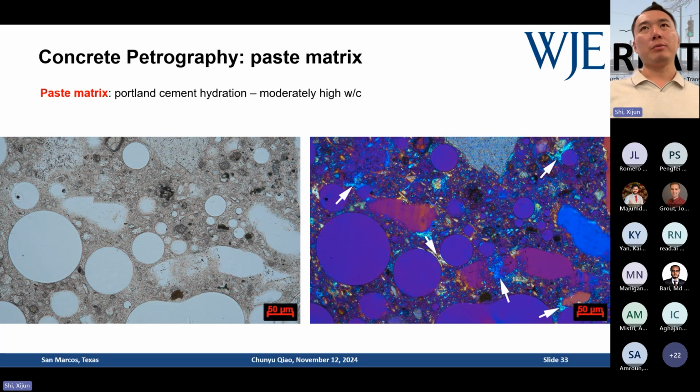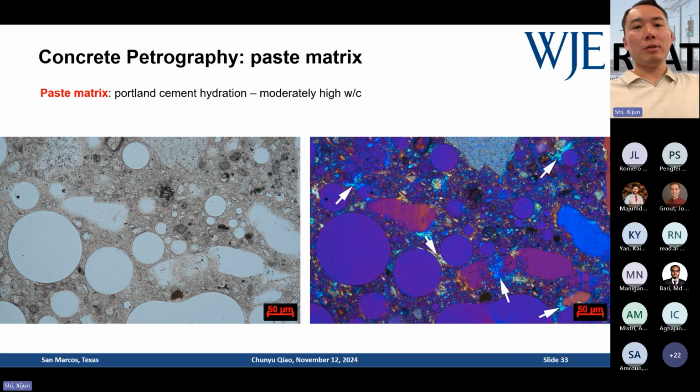So when you have a high water-cement ratio mix, what does that mean? When you mix concrete at the beginning, water is free space. So with a higher water-cement ratio, you have a higher water content, which means you have more free space for crystals to grow. So crystals tend to form bigger and bigger in free space. If you have a higher water-cement ratio, your calcium hydroxide tends to be bigger.